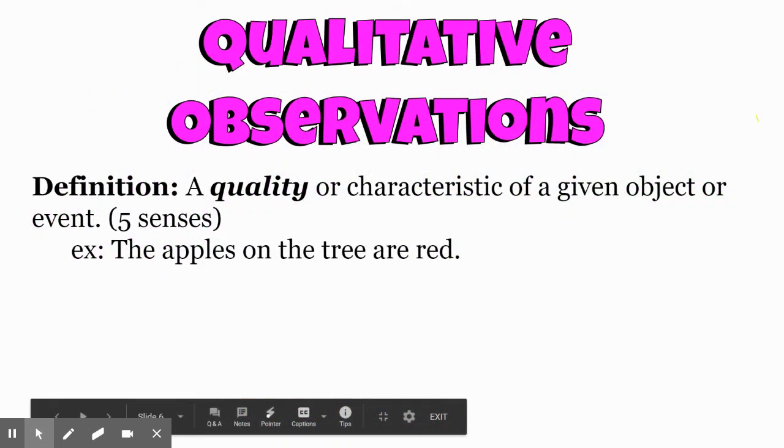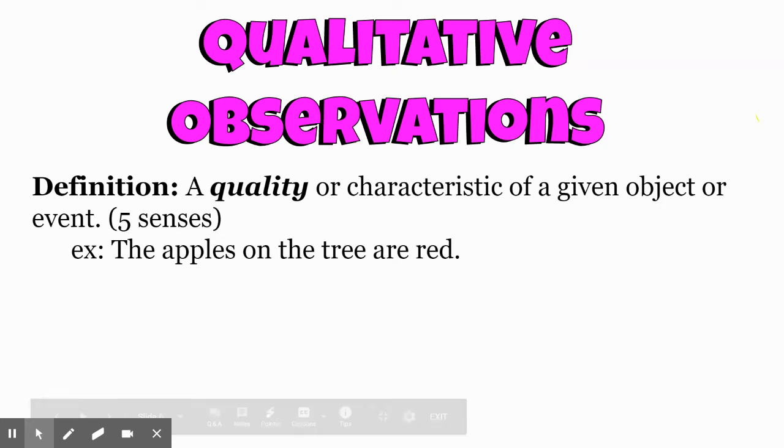So hopefully you made some observations. Maybe you looked at the green leaves, the brown bark, the red apples. Maybe you counted the apples. Maybe you counted how many branches were on the tree. Those are two examples of different types of observations. And the first one is a qualitative observation. A qualitative observation is describing the quality of the characteristics.